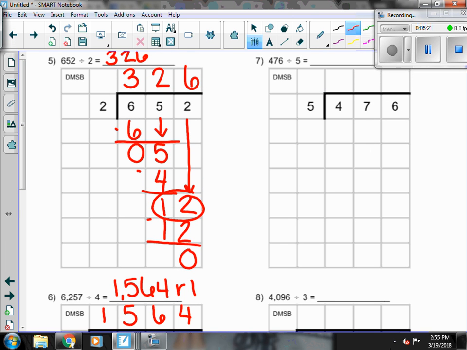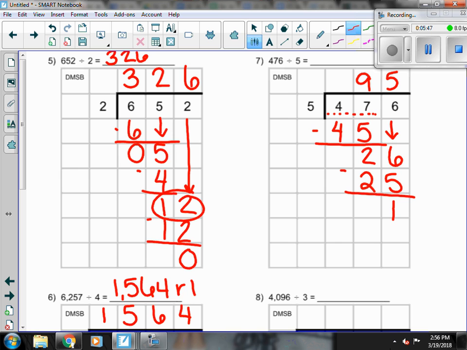Number 7. 5 can't go into 4, so I look at my number together. 5 goes into 47 9 times. 9 times 5 is 45. I subtract and I get 2, and I bring down my 6 for 26. 5 goes into 26 5 times. 5 times 5 is 25. Subtract 26 minus 25 is 1. Nothing else to bring down. So I get 95, remainder 1.